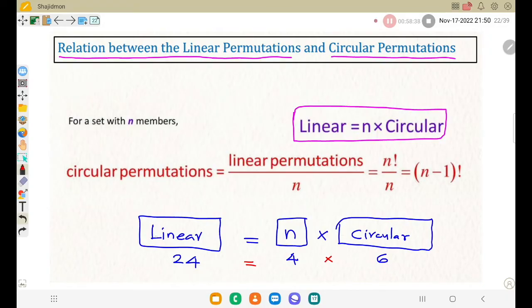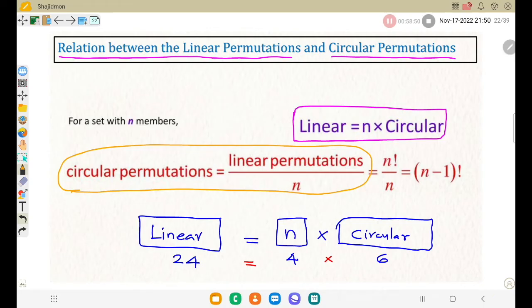So you can memorize this one: linear equals n multiplied by circular. Or you can write it like this also. Another way it is written here: circular permutation equals linear permutation divided by n. When we take circular from here and divide both sides by n, you will get this expression: circular permutations equal linear permutation divided by n. So this is the relation connecting linear permutation and circular permutation. Hope you understood that.